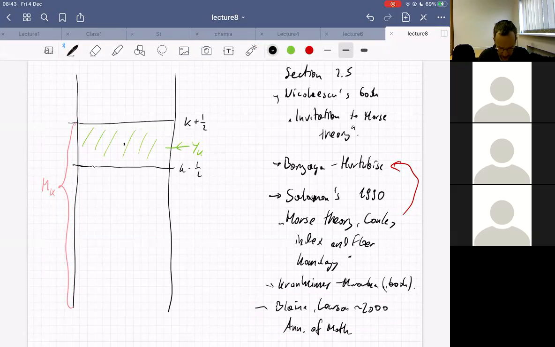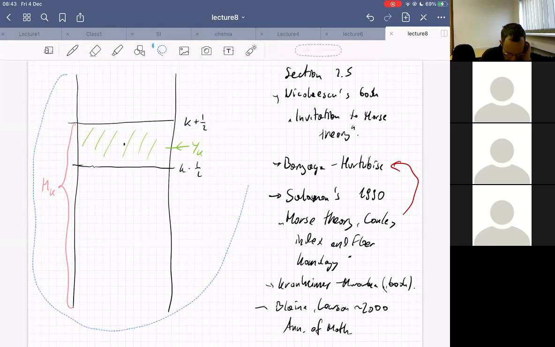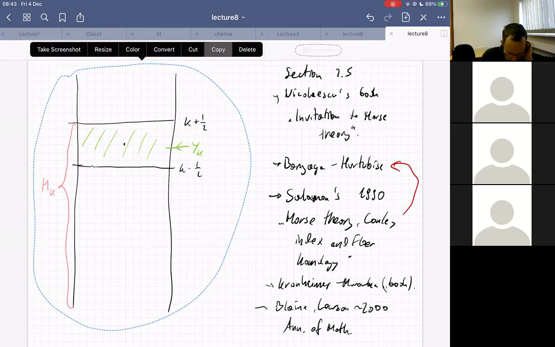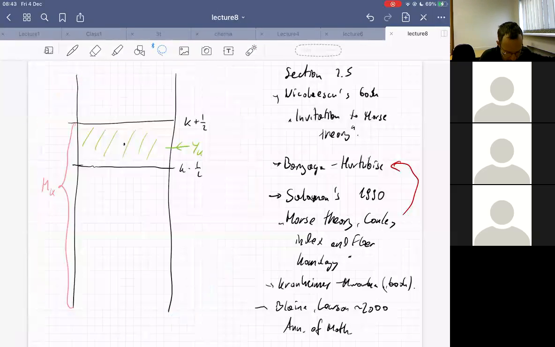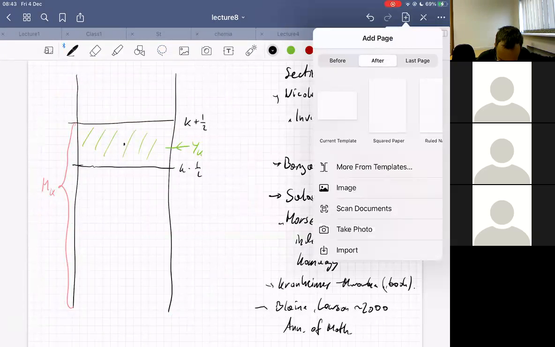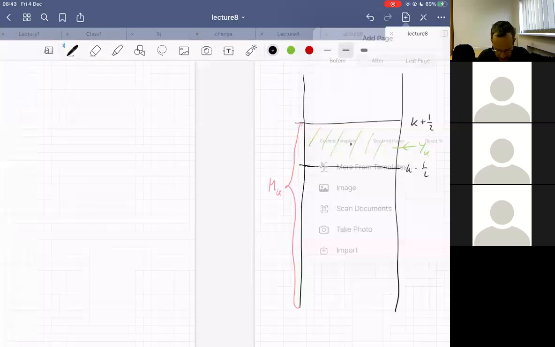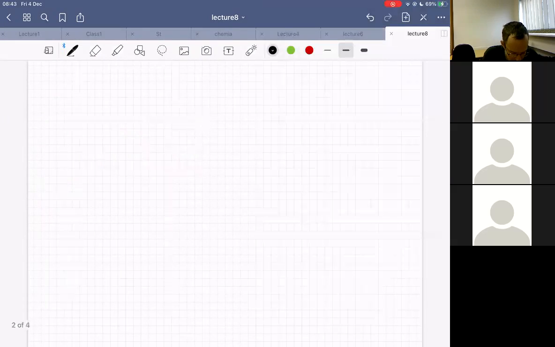Okay, so let me pass to the proof of the facts. So first of all, we can assume that, maybe I will copy this picture for the next page. Oh, the next page is also taken. Okay, let me stay in here. I should be able to add a page before. Okay, current template. Oh, that's fantastic. Okay, so proof.